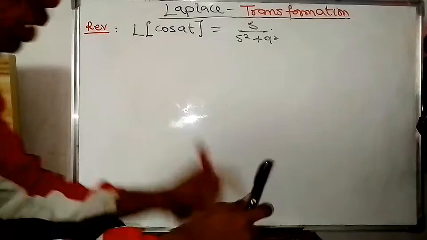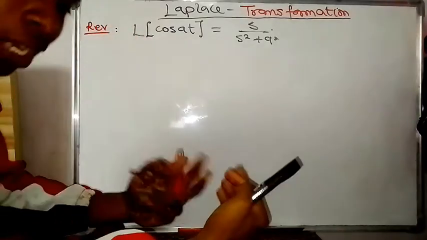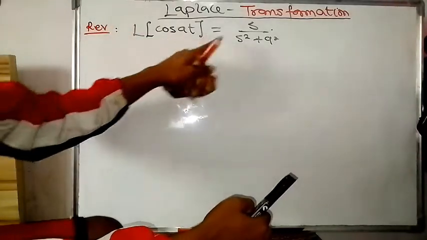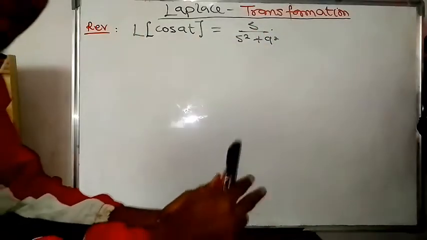On our last video we learned how to calculate the Laplace for the cosine of at, which is equal to s divided by s squared plus a squared.